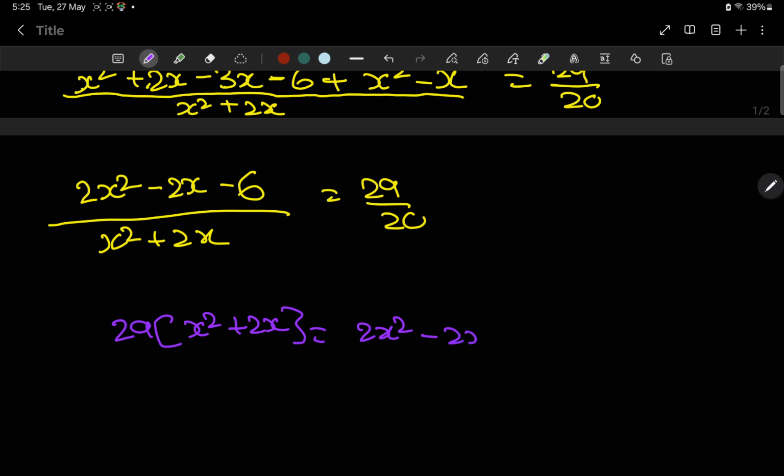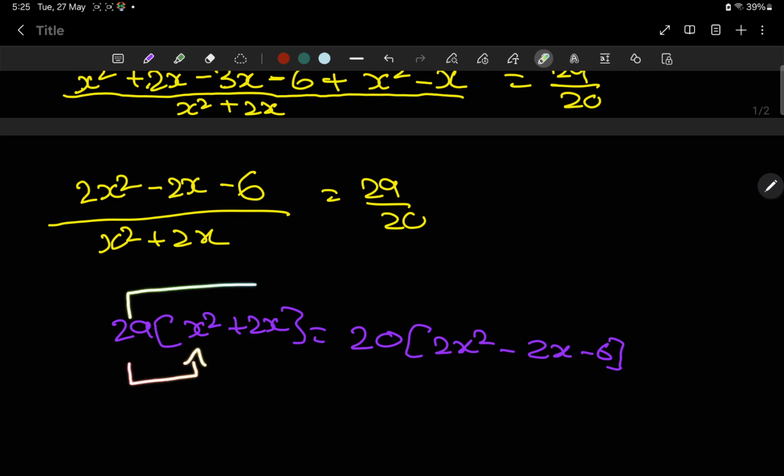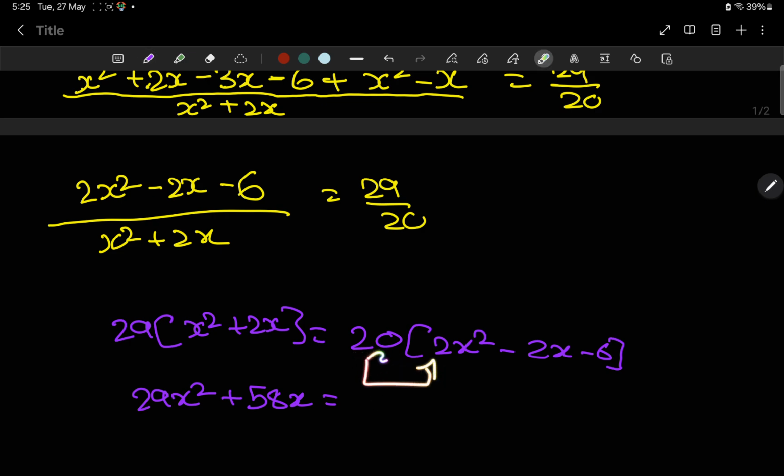2x square minus 2x minus 6 into 20, or for our convenience we can write it as 20 into 2x square minus 2x minus 6 also. Both are the same. So let's simplify this. Now we have to multiply this 29 with x square and this 29 with 2x also. So 29x square plus 58x is equal to 20. Now we have to multiply 20 with 2, 20 with this 2 and 20 with 6 minus 6 also.